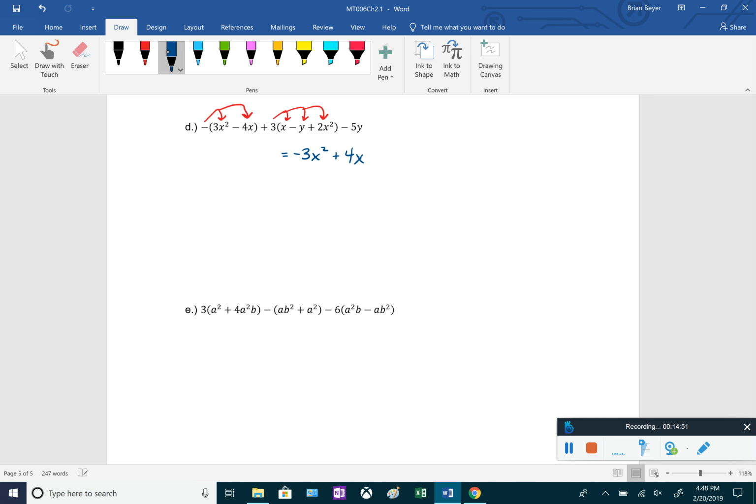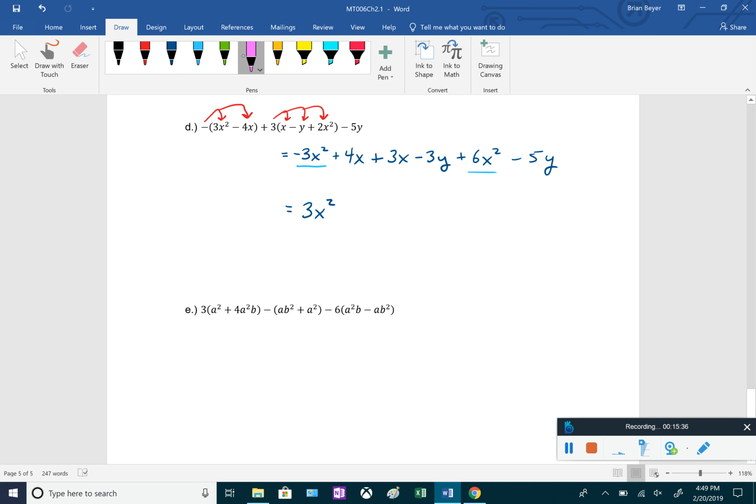So next, distributing the 3. 3 times x is just 3x. 3 times negative y is negative 3y, so minus 3y. 3 times 2x squared, so plus 6x squared. And then minus the 5y. So looking for our like terms here, we have an x squared term in the beginning. And then we have a 6x squared term towards the end. So negative 3x squared plus 6x squared. Negative 3 plus 6, that's 6 minus 3, so that's 3x squared.